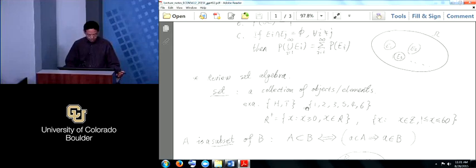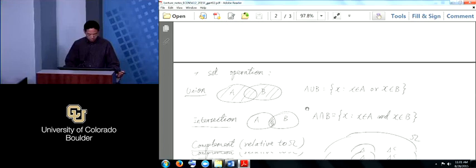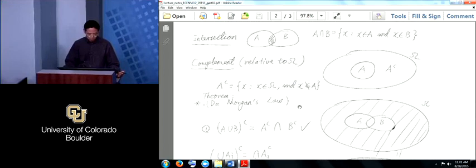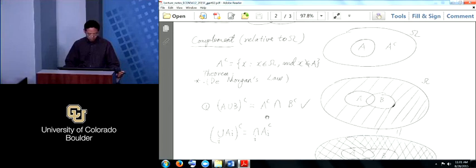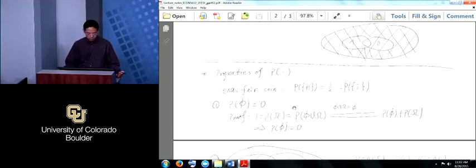And then for set theory, we looked at the basic operations of union, intersection, complement. And we only have one formula, De Morgan's law here. When you move the complement into each element, everything reverses. So union reverses to intersection. Okay.